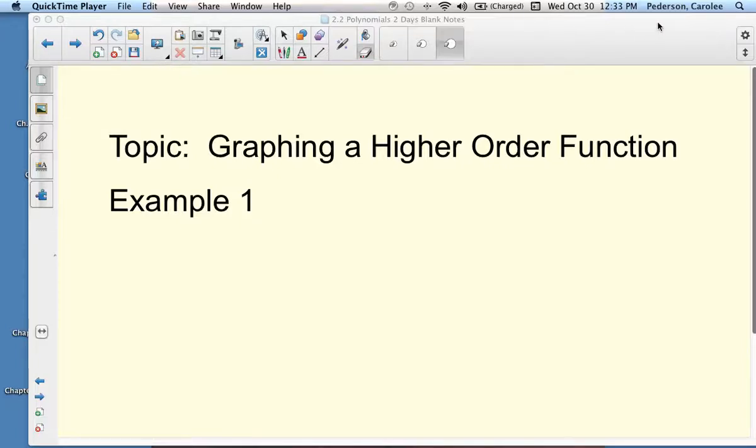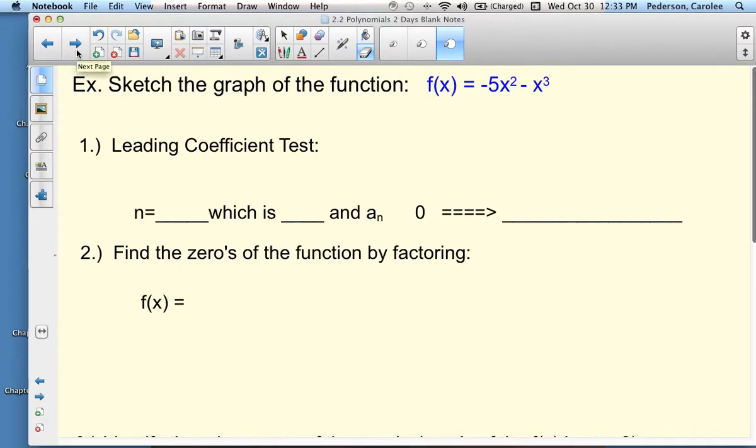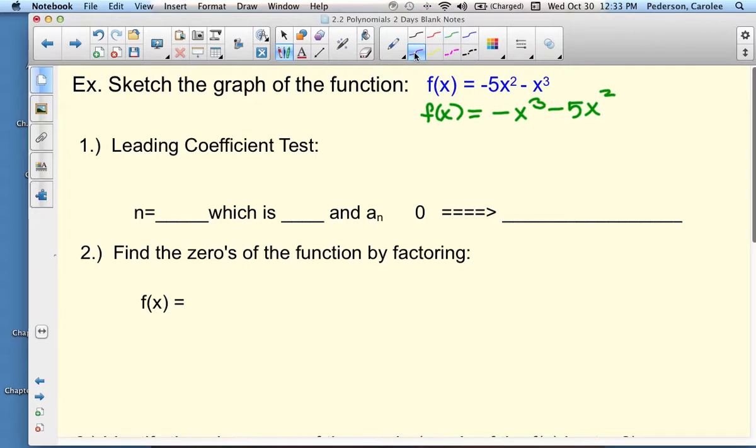This example is a polynomial function of higher order. The function looks like this: f of x equals negative 5x squared minus x cubed. I'm going to change it to f of x equals negative x cubed minus 5x squared. I'm putting that in standard form, which is in descending order. Notice the degree here. The degree is 3. That tells us the shape of the graph is a snake.